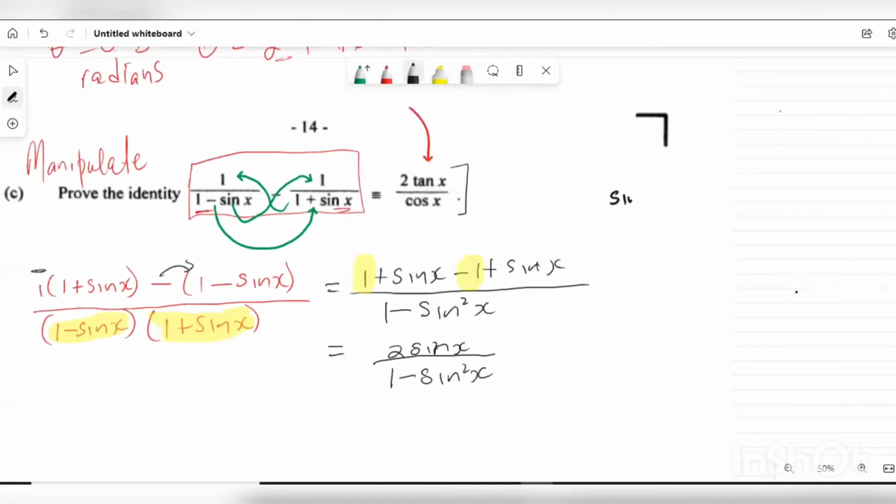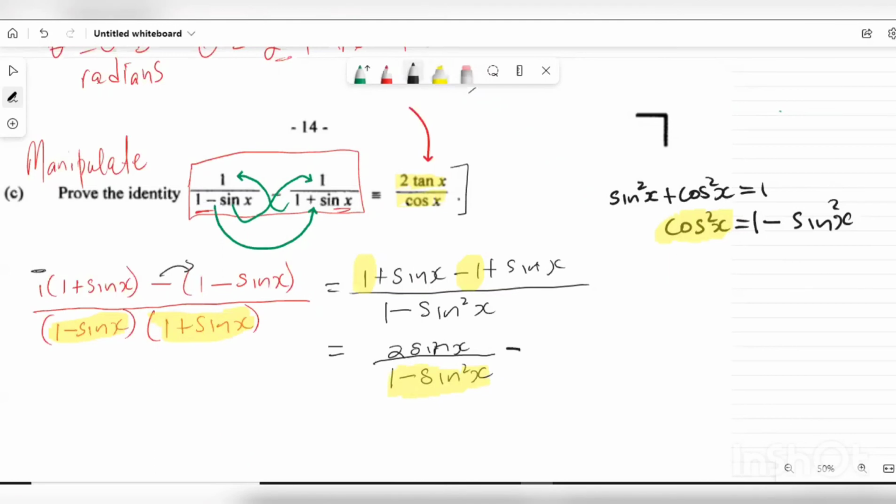Remember though that sine square x plus cos square x equals 1. Cos square x is 1 minus sine square x. We could take this and plug it here. Why am I doing it? Because I am going towards tangent. Tangent is sine over cos. And I'm now seeing where I could get a cos under the bottom, which is what I want. So this is us doing whatever we have to do to survive.